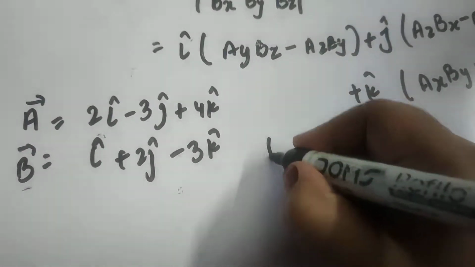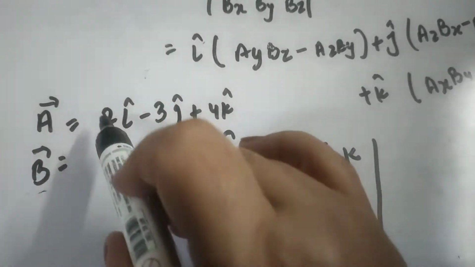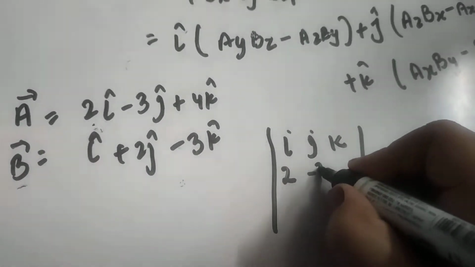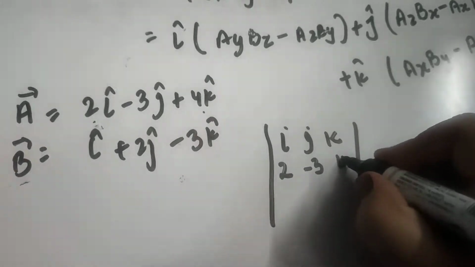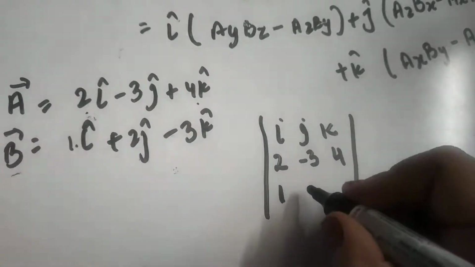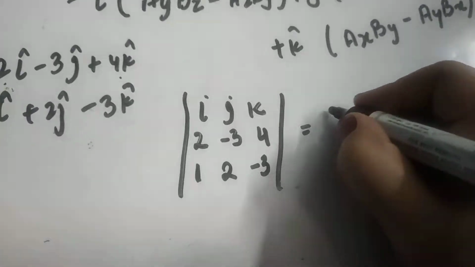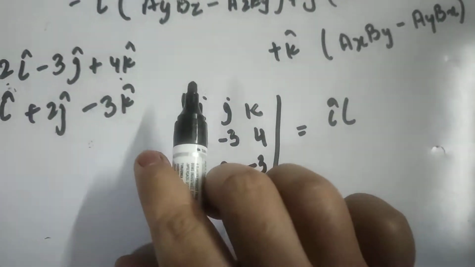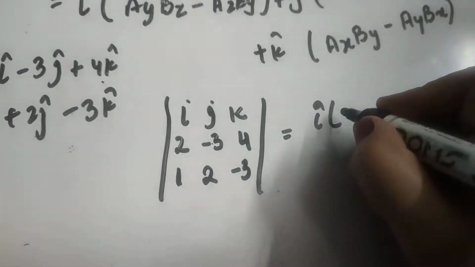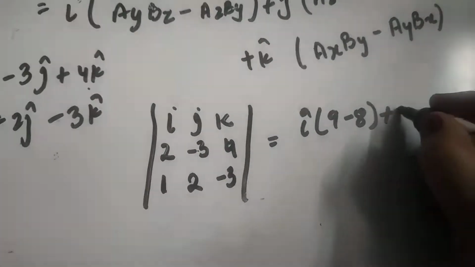Now to find the cross product, we use the determinant method with i, j and k. The coefficient of i is 2, of j is minus 3, of k is 4. In B, the coefficient of i is 1, of j is 2, of k is minus 3. Now to find i cap, we hide the i column and multiply. 3 3s are 9, so minus minus plus, 9 minus 4 2s are 8, plus j cap.